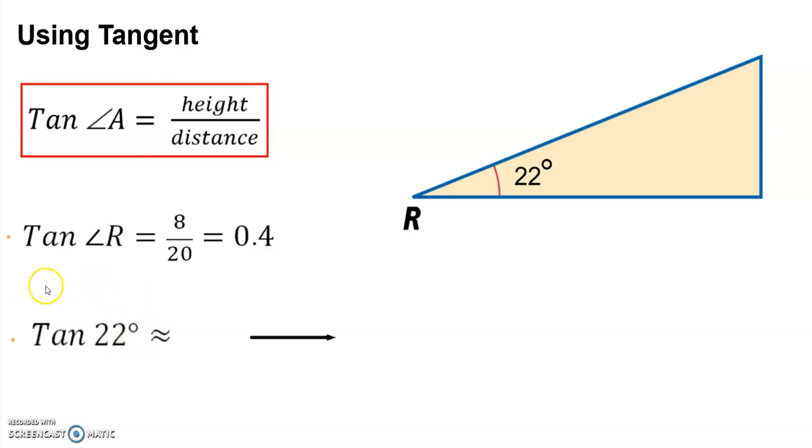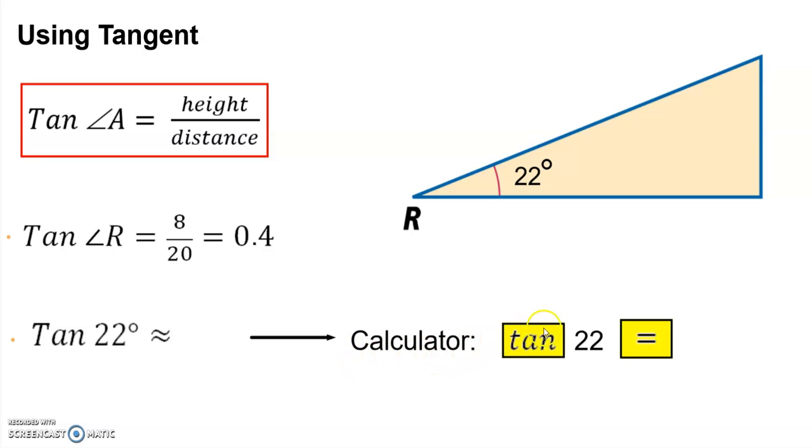And at this point, you can use your calculator, because your calculator knows the tangent relation. So, what do you need? You need the tangent button. So, just get your calculator and use tangent 22 and then this button, and then you will find the gradient. In other words, tangent of 22 is 0.4.